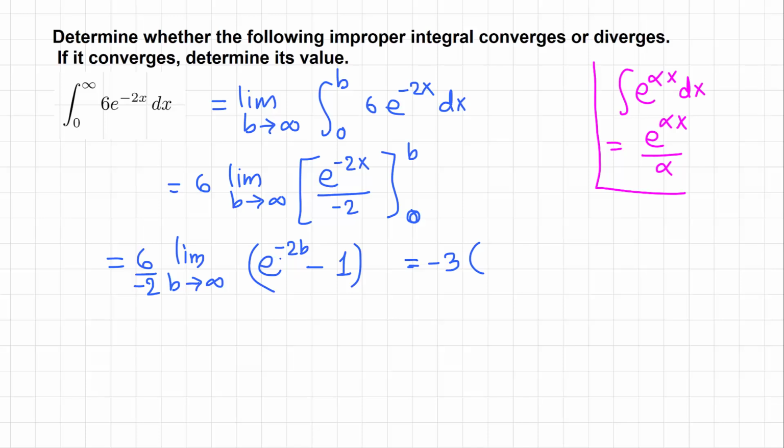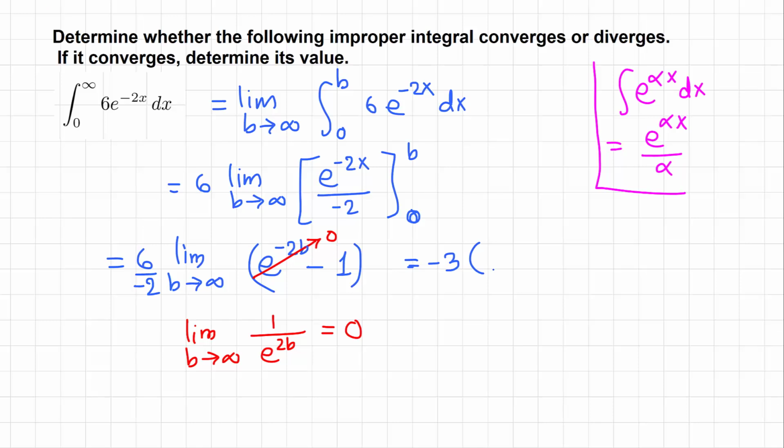Now for this limit, it's better to work with a positive exponent. So the limit as b approaches infinity of e raised to negative 2b is the same as 1 over e raised to 2b. If we do this, then what is this limit? I'm writing the equivalent form. When b goes to infinity, e raised to 2b also goes to infinity, and 1 over infinity will be 0. So this is in fact 0 when b goes to infinity.